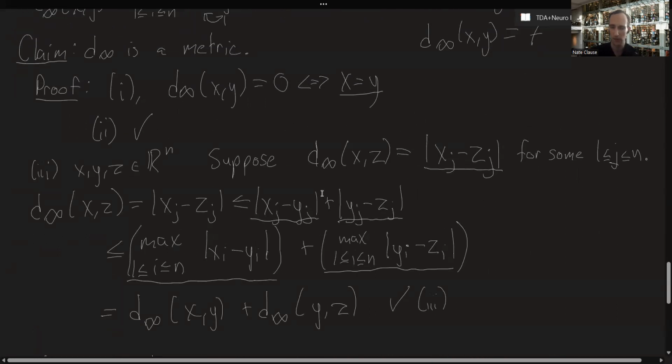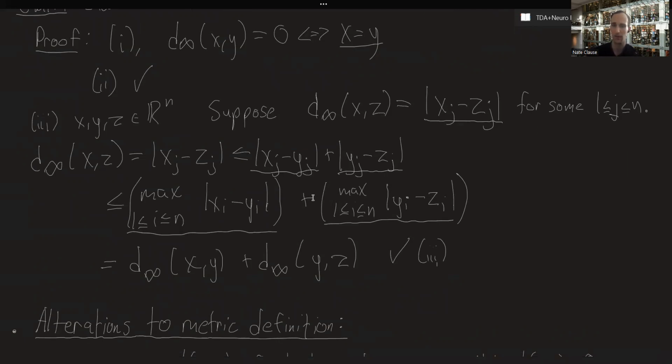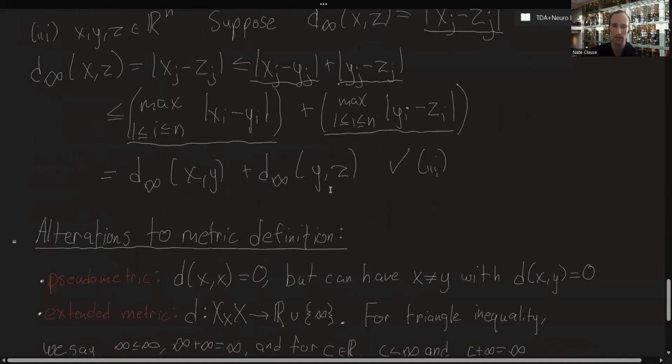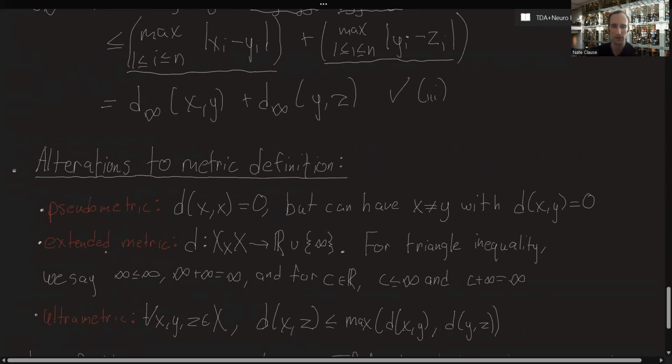So now I want to discuss a couple alterations to the definition of a metric space, which appear throughout topological data analysis among other fields as well. So the first is what's called a pseudometric. In a pseudometric, the metric function still needs to obey symmetry and the triangle inequality.